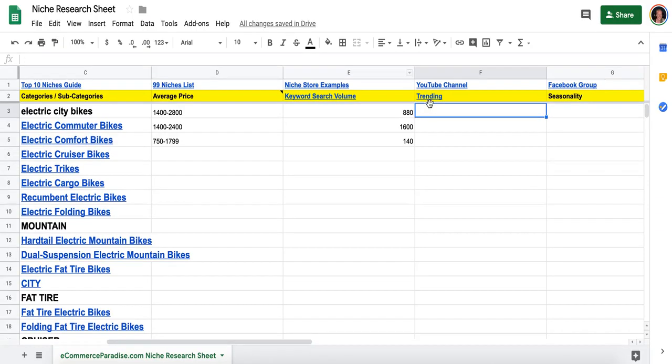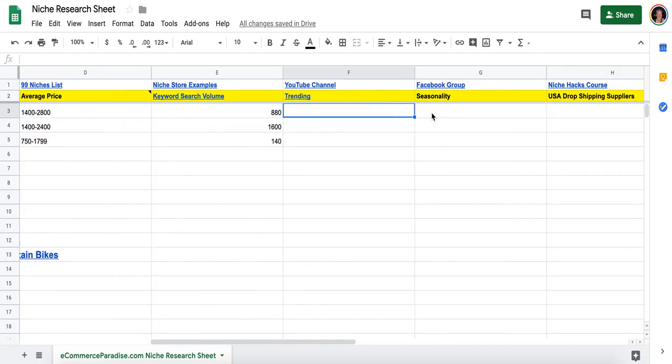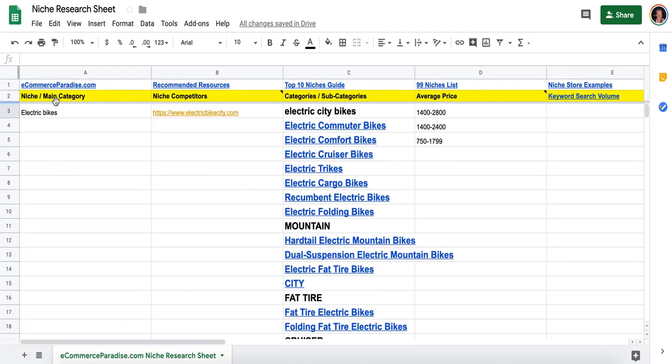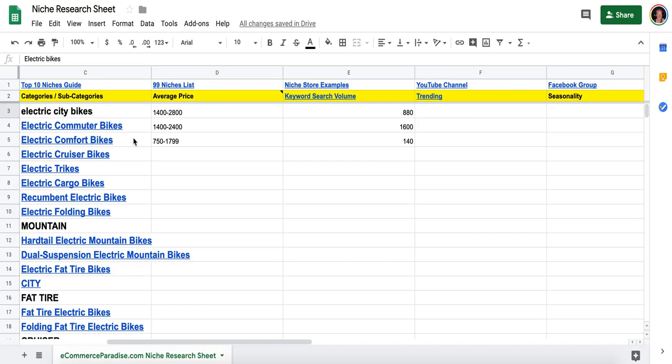Alright, so in this lesson I'm going to talk about how to determine trends within a given niche. Now, one thing I want to make sure you understand is that usually the trends are going to show you a lot better data on the broad categories. So in this case, the main category, electric bikes, would show a lot better trend data than electric city bikes. And I'm going to show you what that looks like right now.